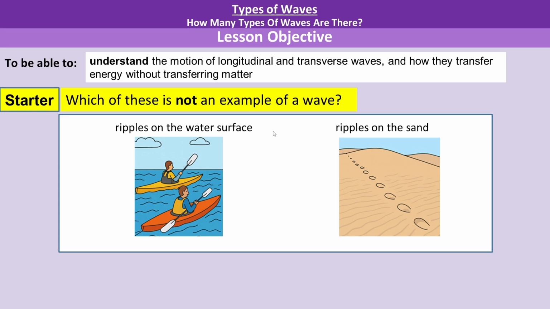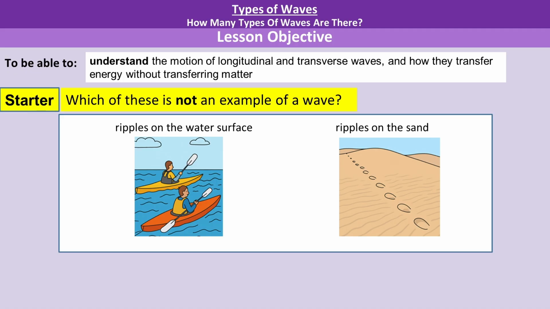In today's lesson, we're looking at types of waves. By the end, we should be able to understand the motion of longitudinal and transverse waves and how they transfer energy without transferring matter. Starting with this question, which of these is not an example of a wave?